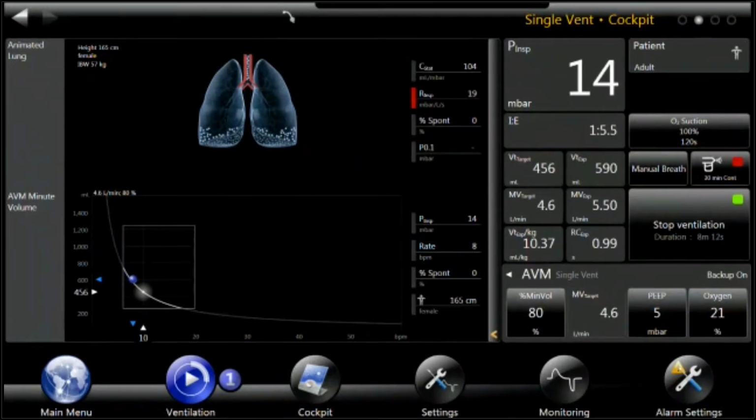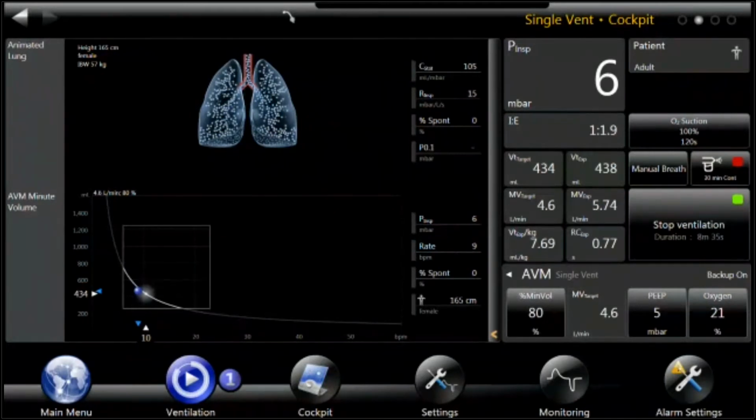And you see that the patient can breathe, and if the patient wants to stop breathing, he can just do it. The ventilator will take over after a few seconds with the next mandatory breath. So there's no apnea backup ventilation necessary. AVM will always do the job 100%. Okay, we turn back to the presentation.